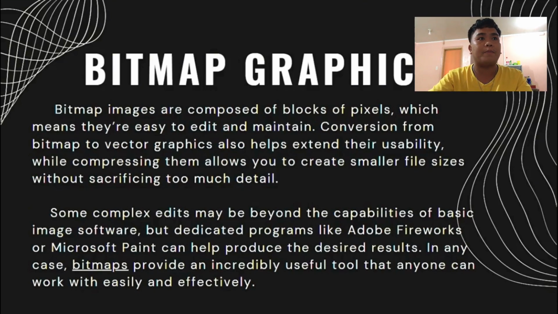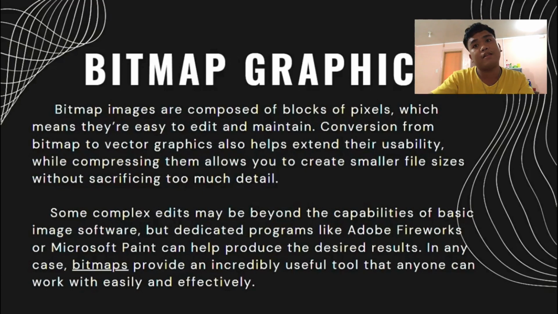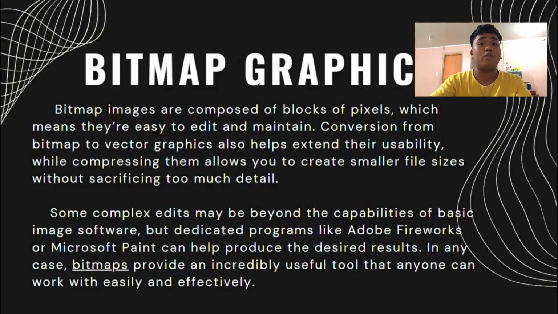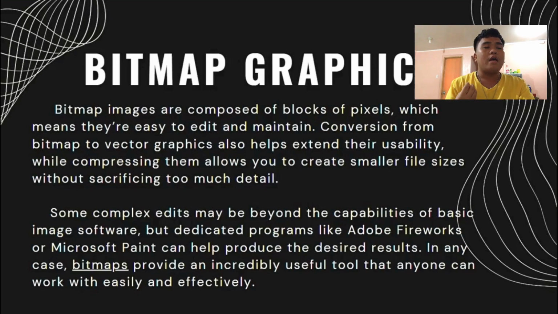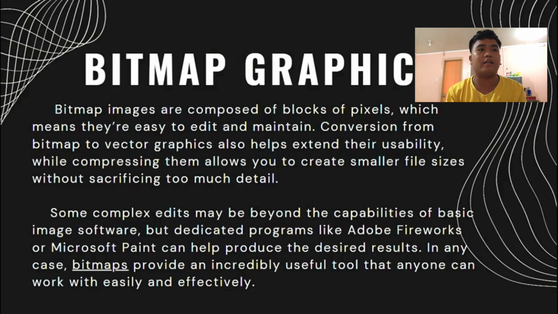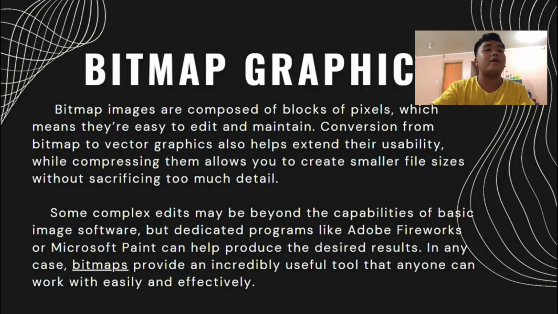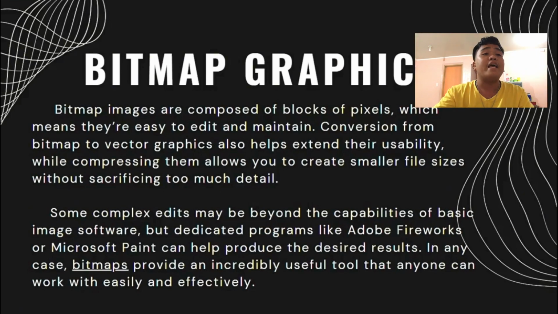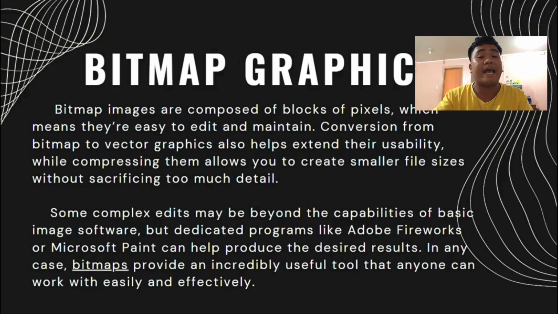One of the examples of bitmap graphics, or using pixels, is that in the past, and until now, when creating animated pictures or videos or any type of that, pixels were used to make them easier to edit. At some point, it was adapted to photo editing in particular. Some complex edits may be beyond the capabilities of basic image software, but dedicated programs like Adobe Fireworks or Microsoft Paint can help produce the desired results. In any case, bitmaps are an incredibly useful tool that anyone can work with easily and effectively.